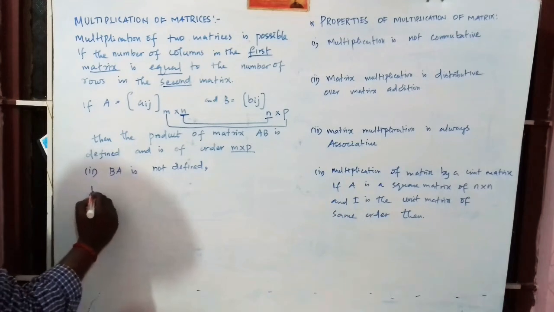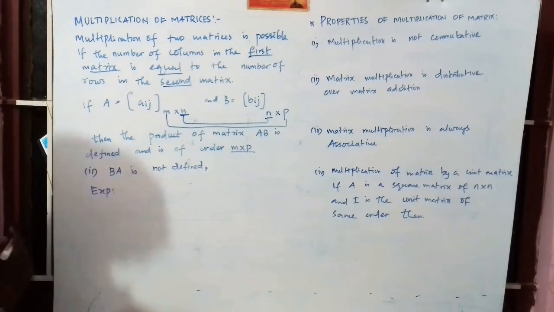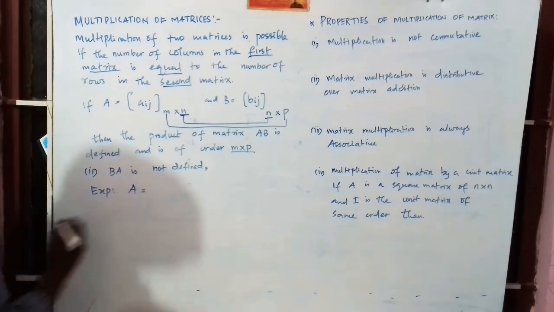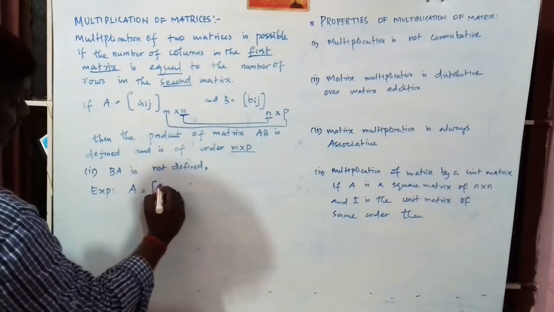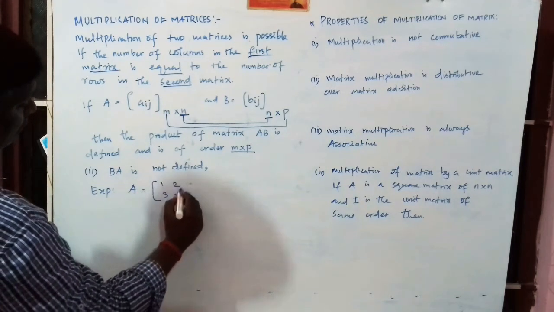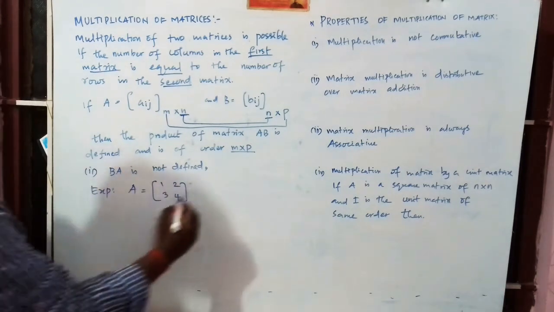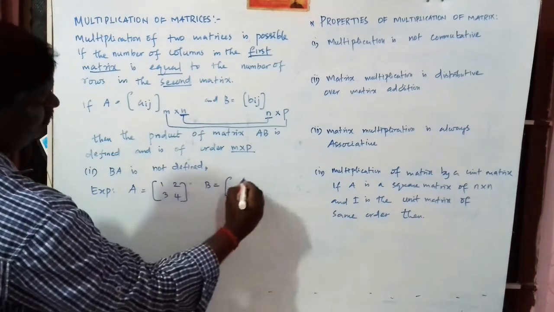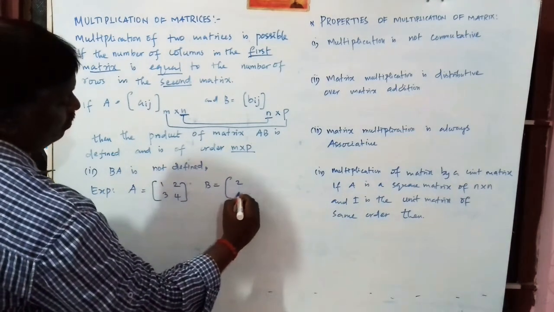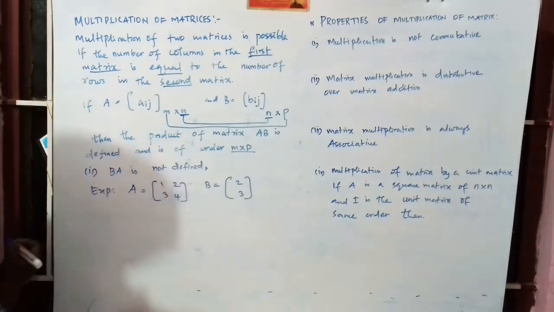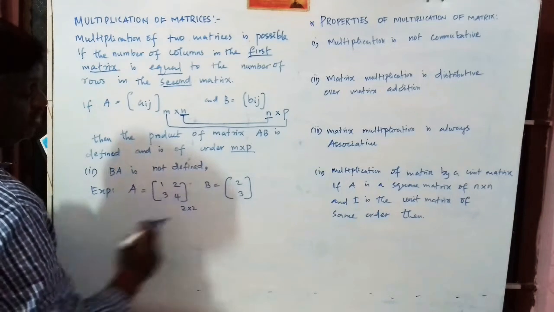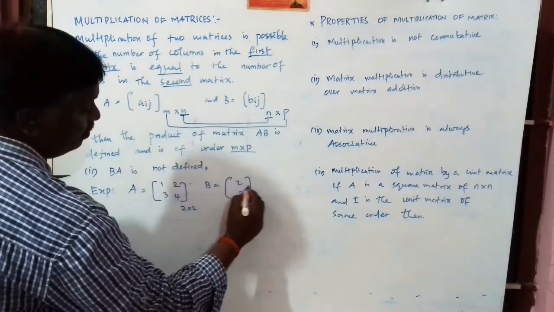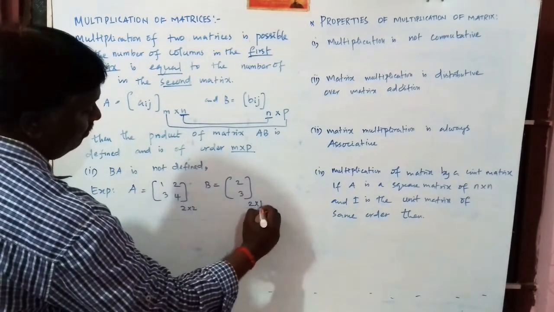An example. How to multiply A and B? Let us consider A equal to a 2 by 2 square matrix: 1, 2, 3, 4. And B equal to the matrix 2, 3. Check the order of A. What is the order of the A matrix? 2 by 2. And what is the order of B? 2 rows and 1 column.